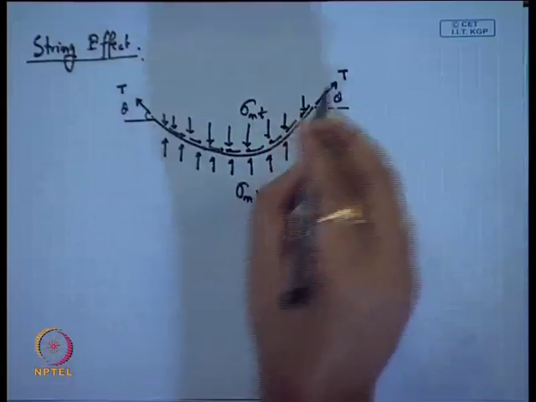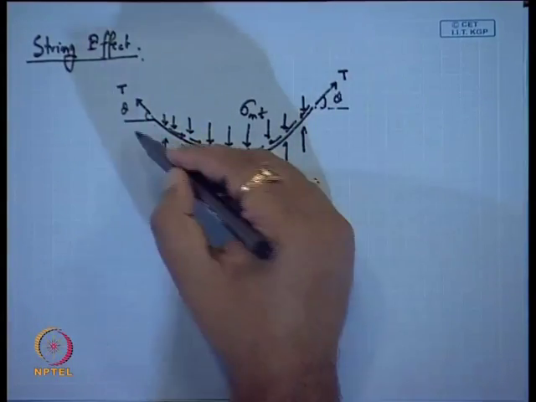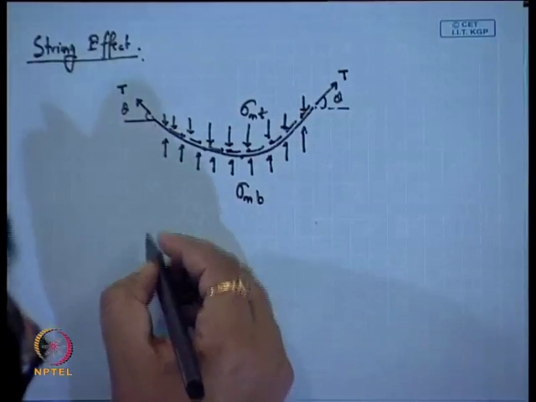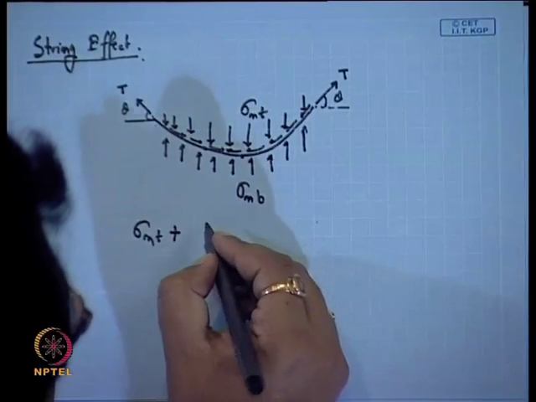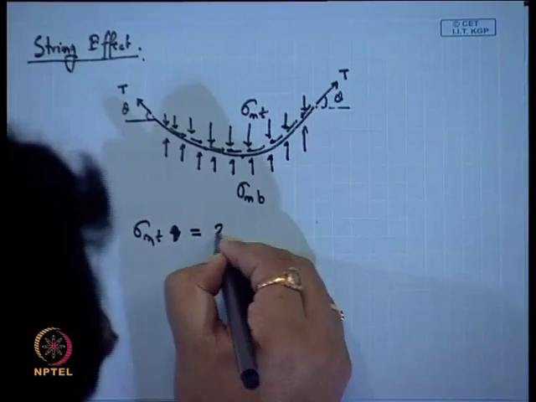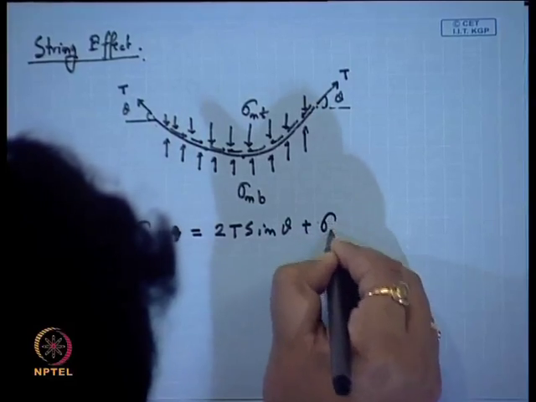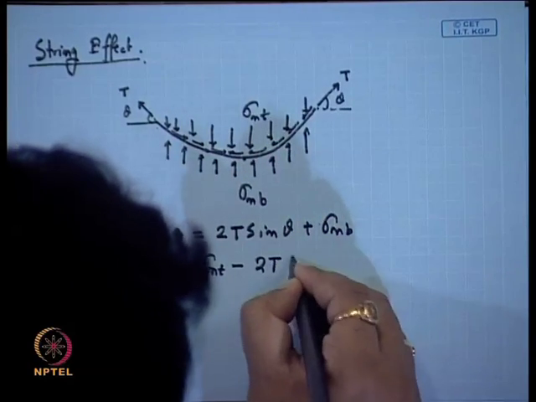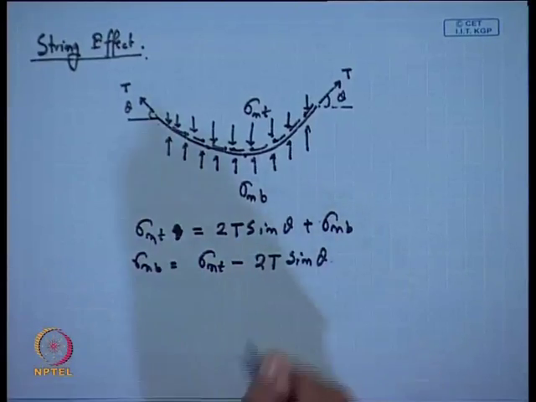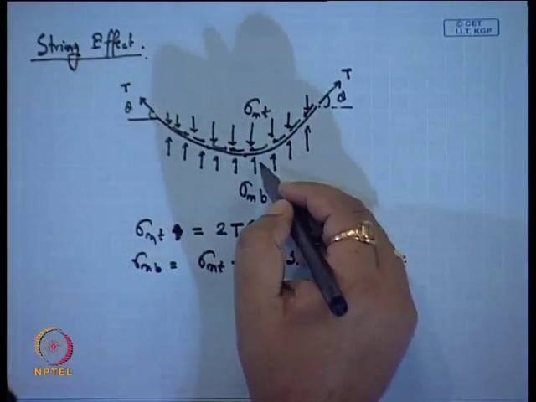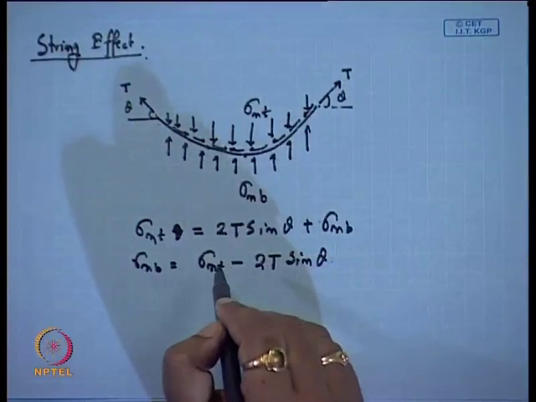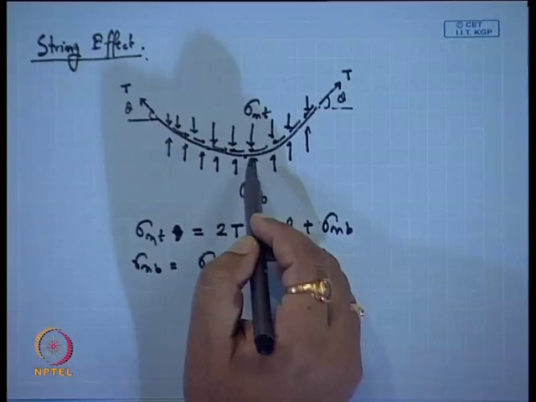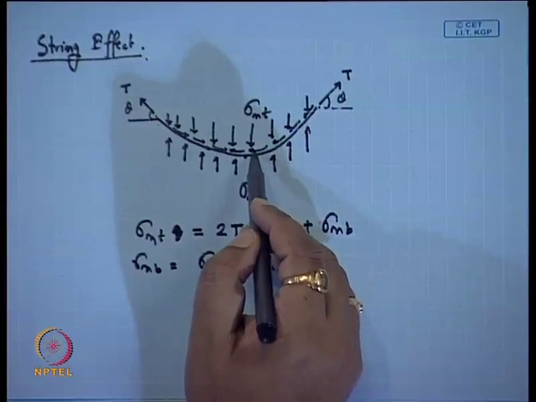Now, if I take the cos component of these two, these two forces will be cancelled out if it is symmetric. If I take the sin component, sigma n t is equal to 2 T sin theta plus sigma n b. So, sigma n b is equal to sigma n t minus 2 T sin theta. So, we can say that the stress below the reinforcement is less as compared to the top of the reinforcement. If I compare the vertical stress at the top level and the bottom level, the stress at the bottom level is less.